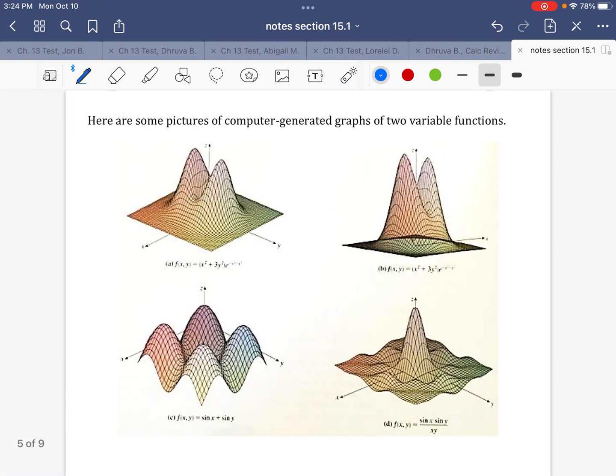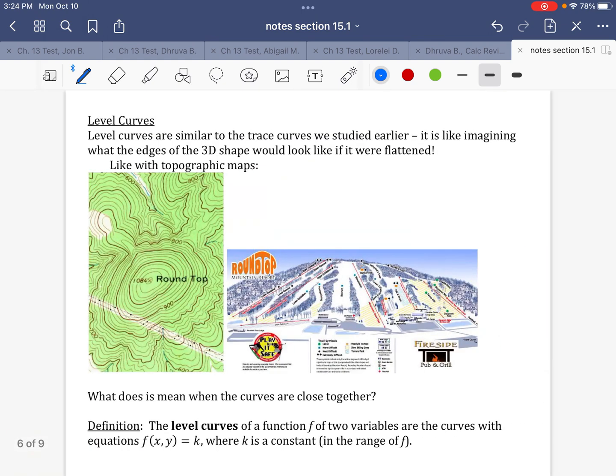Okay, all right. So these are just some pictures of some different shapes. Nobody would ever make you draw these, but hopefully you can see from the equations there the sine curves and all that kind of stuff happening there. Okay. All right, so level curves. Like we did trace curves before, we're going to be doing level curves here.